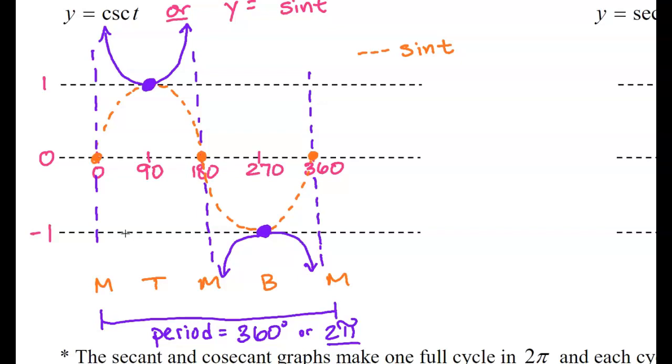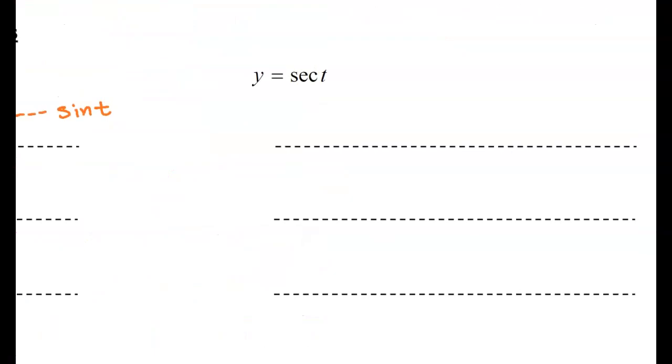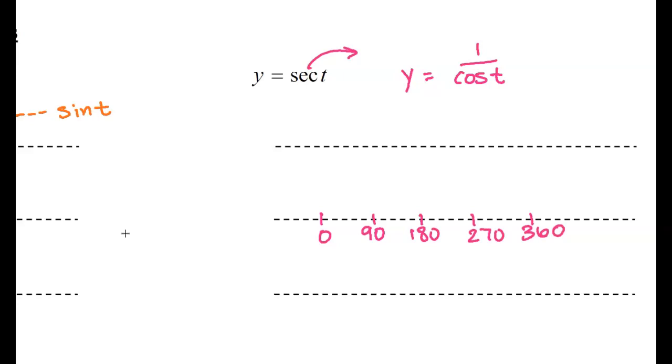All right, so let's go ahead and do the exact same thing, but with secant now, which we know is the reciprocal of cosine. So we can also write this as y equals 1 over the cosine of t. We're going to start the exact same way by writing our 5 angles: 0, 90, 180, 270, and 360. Our center line y value is 0, the top line is 1, bottom line is -1.